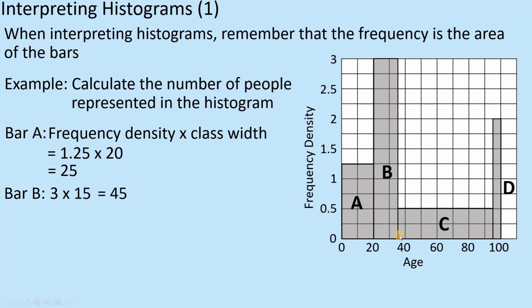Then you've got C, which is 45 up to 95, so it looks like 50, and it's times by 0.5. Is it 60? Let me just double check that. So 35 to 95. Yeah, no, it's 60. That's going to give you 30. And then over here, it looks like it's a 95, so just a gap of 5 times 2.